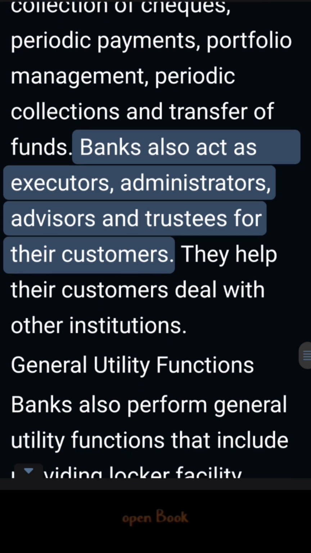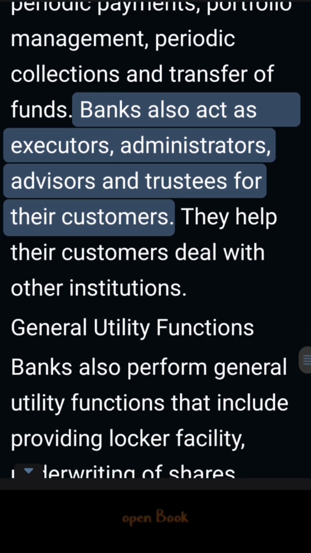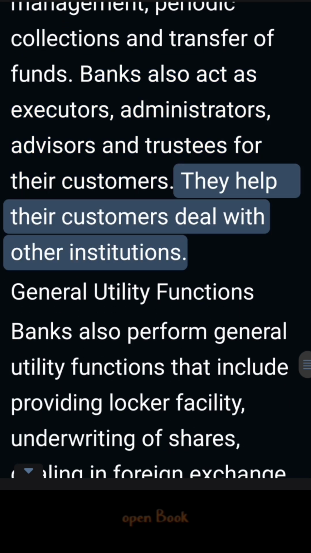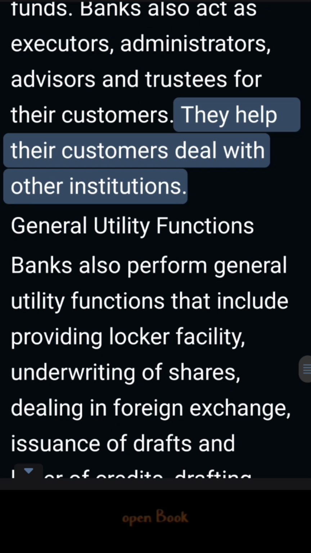Banks also act as executors, administrators, advisors and trustees for their customers. They help their customers deal with other institutions.